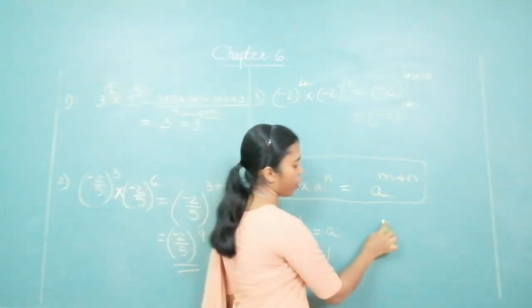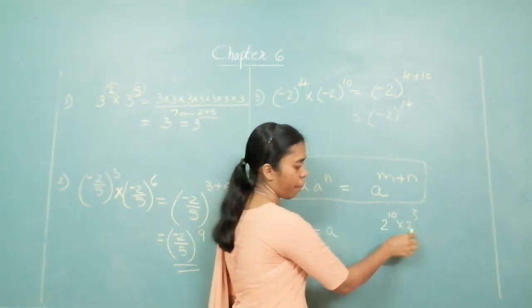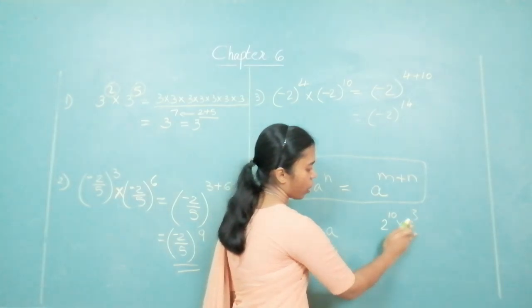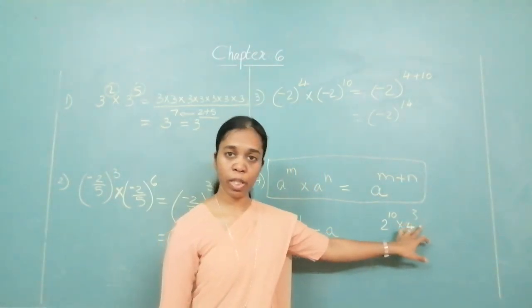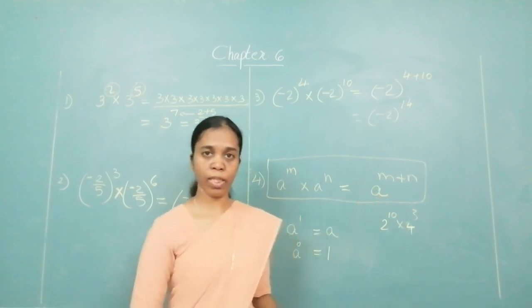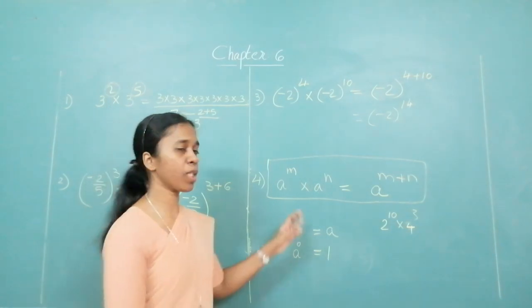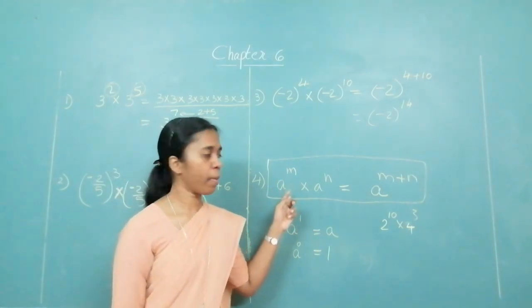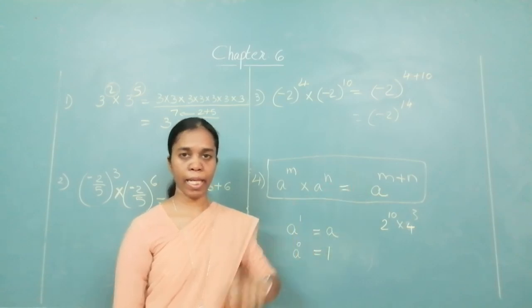This is applied if you have 2 raised to 10 multiplied by 2 raised to 3. Base is same. Suppose you had 2 raised to 10 multiplied by 4 raised to 3. This is not applicable. Okay. This is applicable only if the base is same. So please remember. What is our formula? A raised to M multiplied by A raised to N is equal to A raised to M plus N.